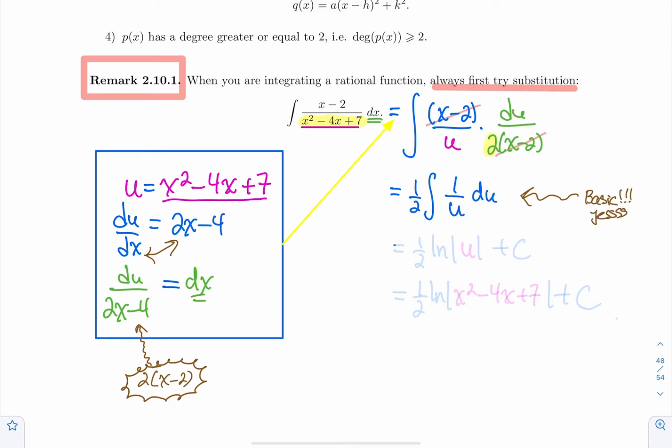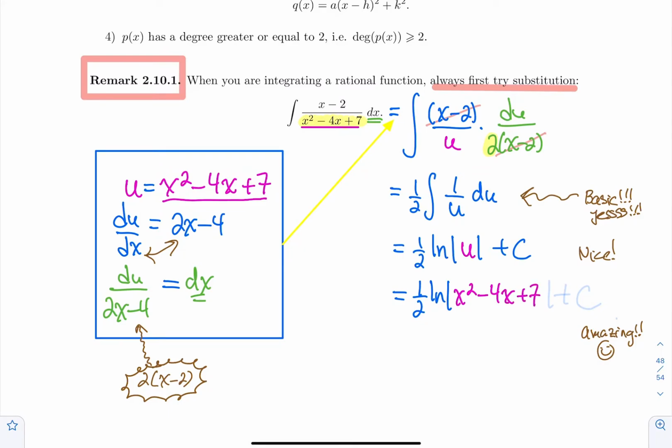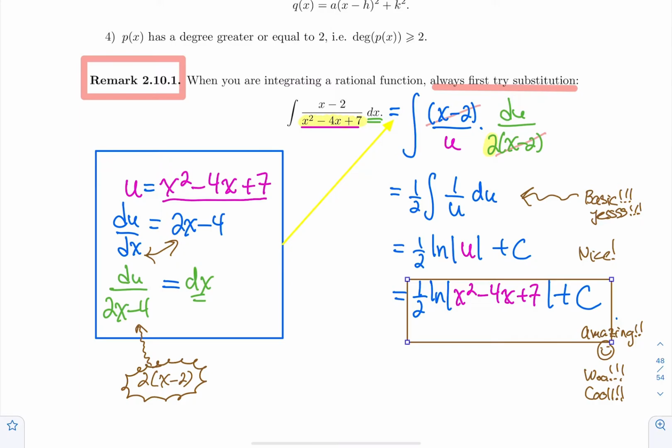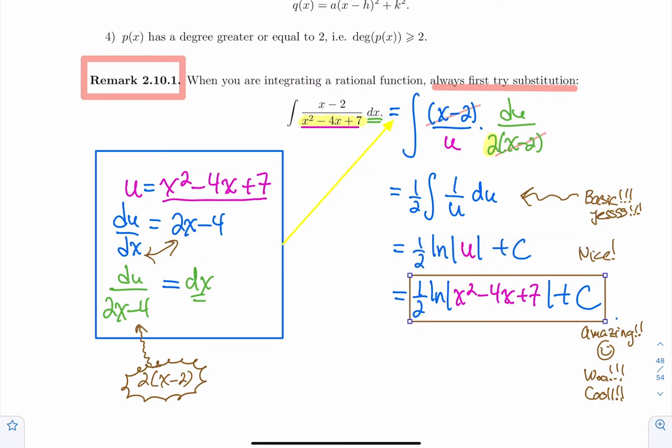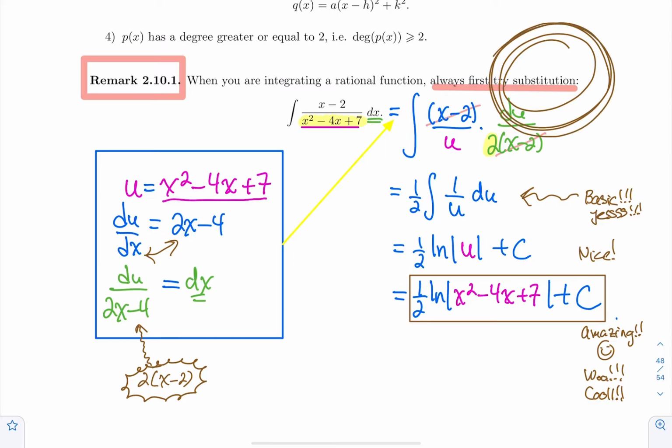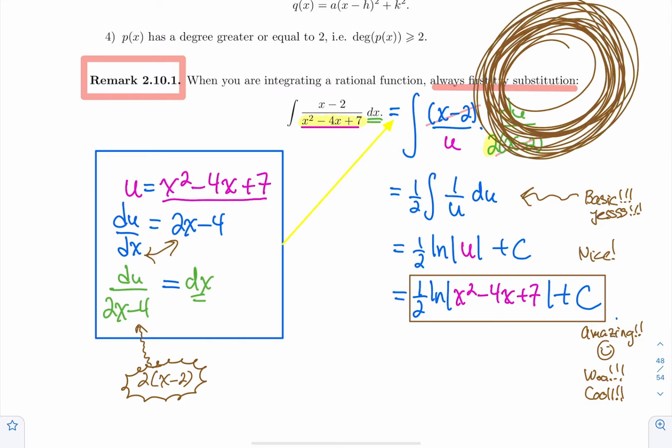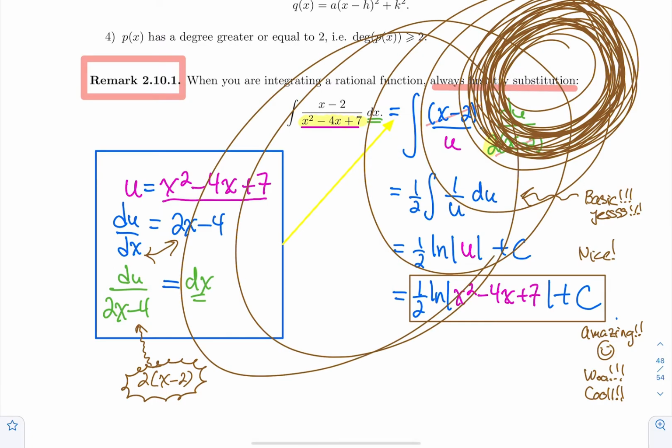Now it's a basic integral with respect to u, so you get 1/2 ln of the absolute value of u plus c, where u is x squared minus 4x plus 7. So again here, this is nothing new. This is just a regular substitution. In other words, if you choose u as the denominator, and if the derivative of the denominator is a multiple of the numerator, just use regular substitution and you're going to be done with that question. So remember, substitution is crucial. If you try to use the new tricks on something simpler, it might work, but you're going to work for it. Okay, so substitution first. Remember this.